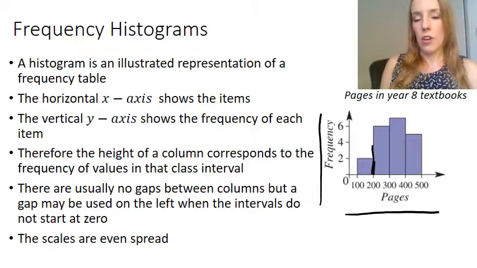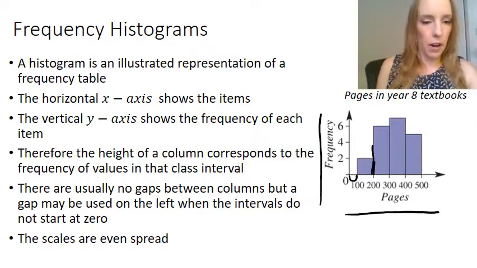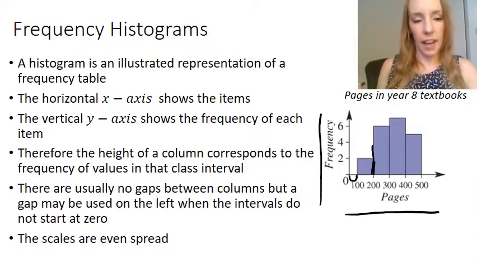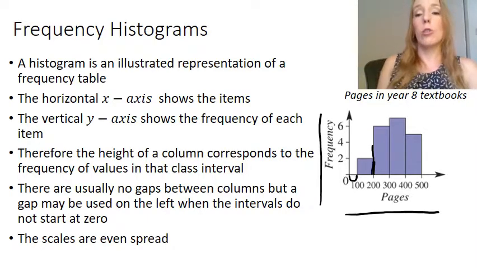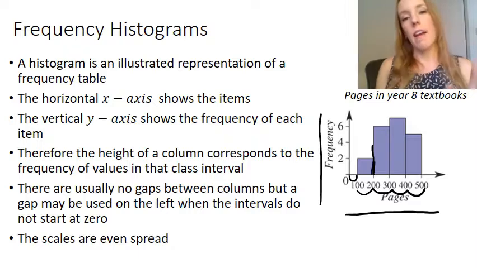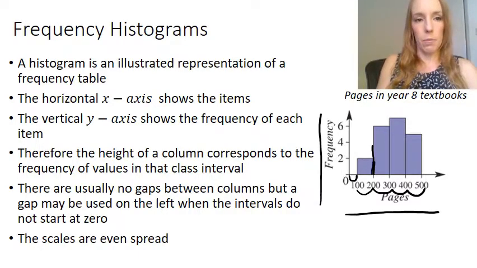You may, however, notice that there's a little bit of a gap here between 0 and 100. That's because our values don't start at 0, so our intervals don't start at 0. We didn't start at 0 to 100 because there's no textbooks that have 0 to 100 pages. So we've just left a little space there, and then our columns are all wedged together. The scales are also evenly spread. If you notice, each time we're going up, it's going up by 100. We don't suddenly have a 50 or a 300 in there. It's always an even spread as we're moving up, and that's classic of all histograms.